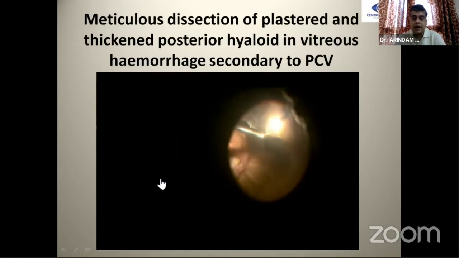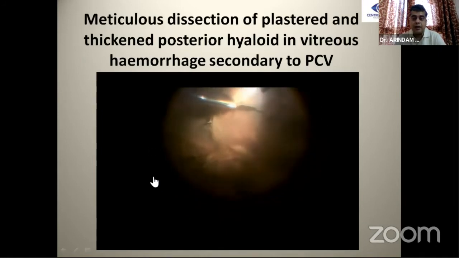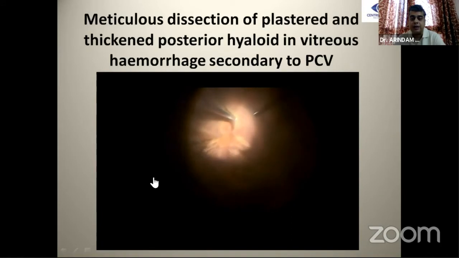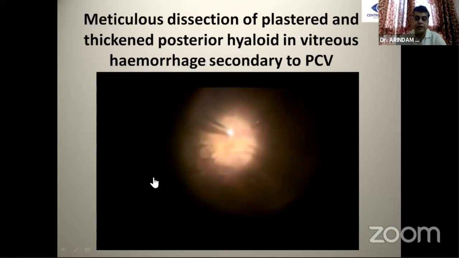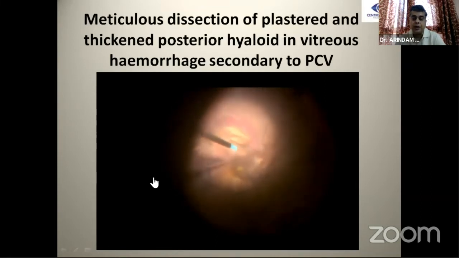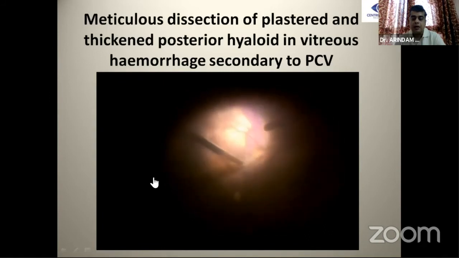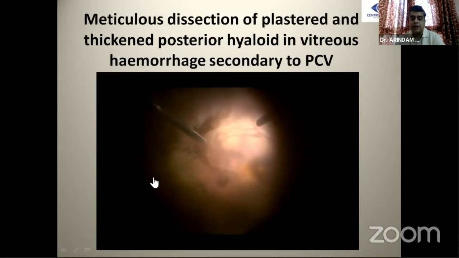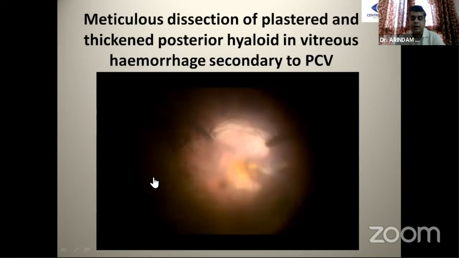So the posterior hyaloid looks very thick and it is almost plastered to the retina. Creating a plane is very difficult sometimes in such cases. Here it is being induced by suction, and you have to be very careful in this step as there is a high likelihood of break formation. The PVD is gradually being extended by suction only.